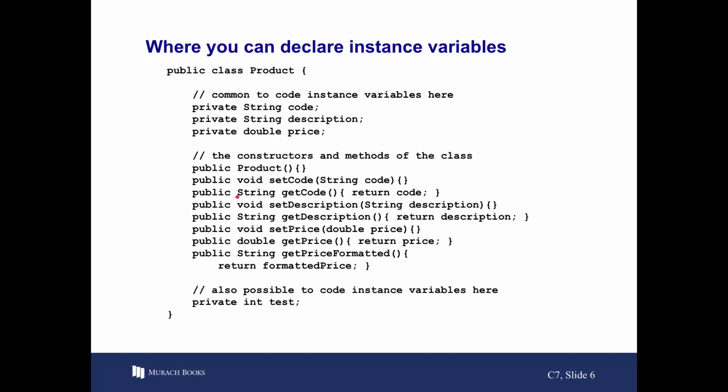Notice that these are not static. They're public string get code. So it's not static because it's an instance definition of a method. This method lives in the instance. So it is a different method. The result of this method will be different for instance 1, for instance 2, for instance 3. So that's why it's not declared as static.